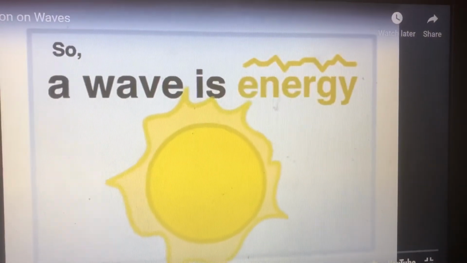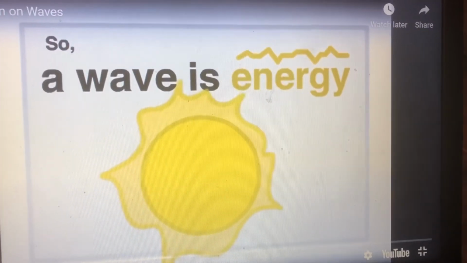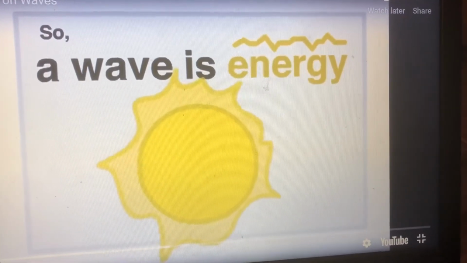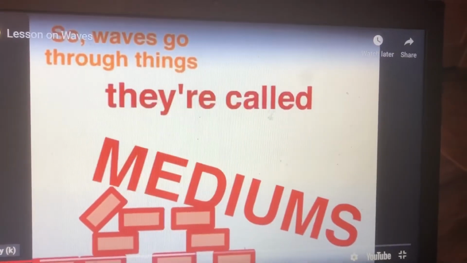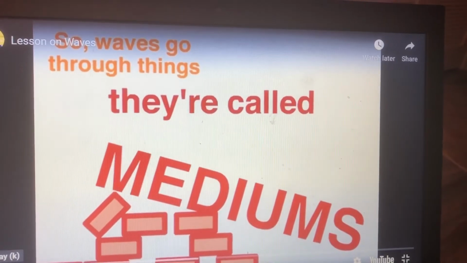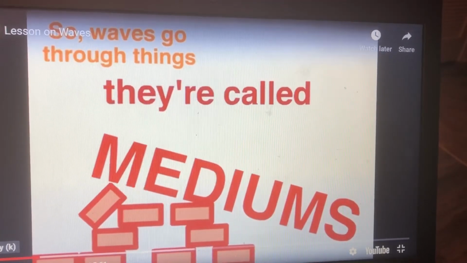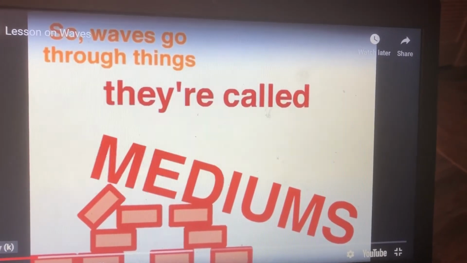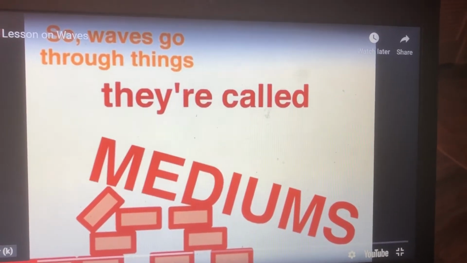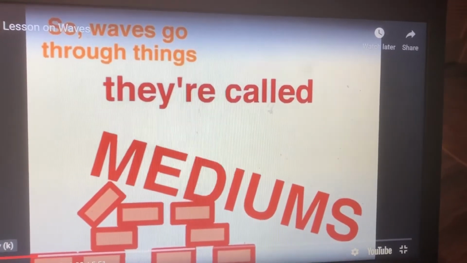Let me show you the first thing that I want you to write in your notebook. Please, in your notebooks, write: a wave is energy. Very important that you write that down, okay? A wave is energy. Next thing is waves go through things, and those things are called mediums. It could be air, wood, metal, or water, but waves go through those things. It moves the energy from one place to another through those mediums.